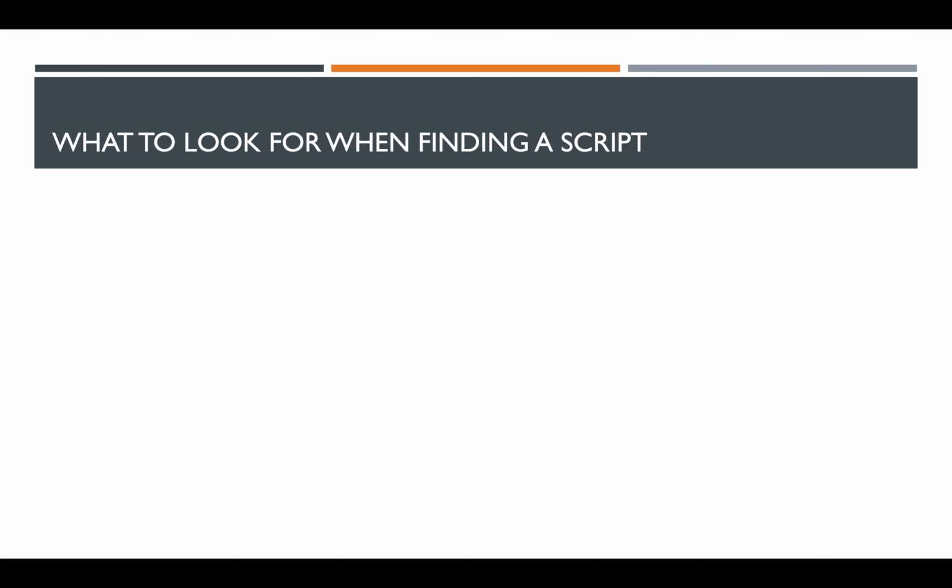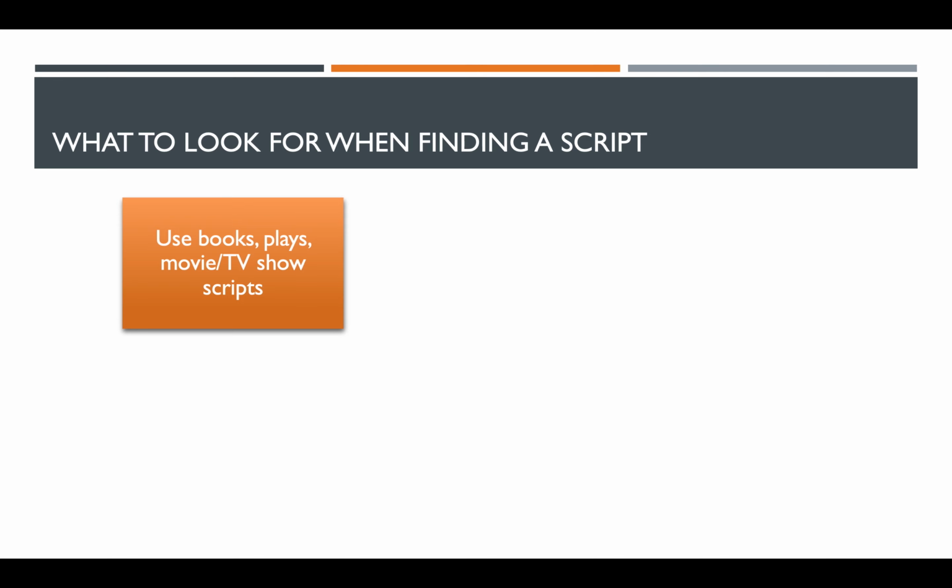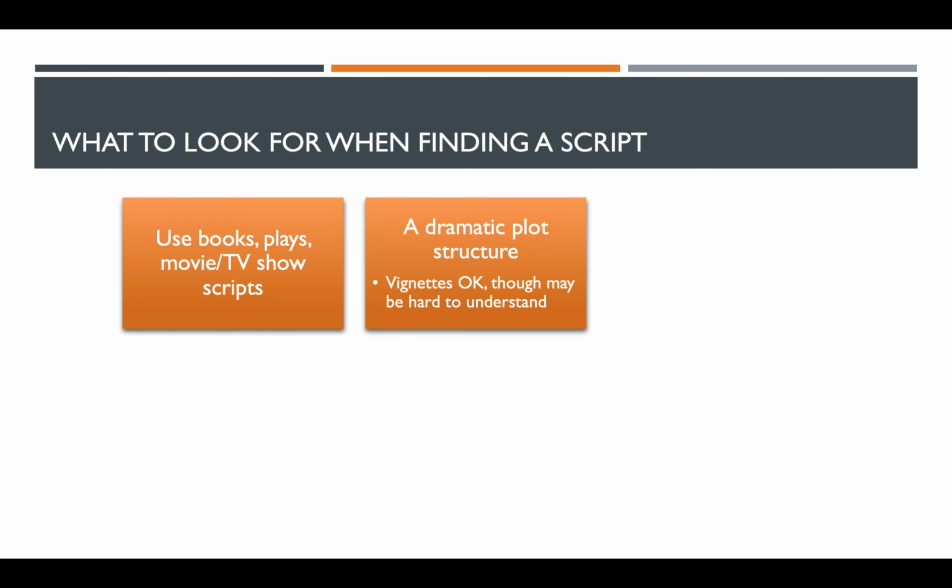So what do we look for when finding a script for duo? First, you're allowed to use any published material, so books, plays, movies, TV show scripts. You also want to be looking for a dramatic plot structure. Like you learned in your English class, that's something along the lines of some sort of introduction or teaser, some sort of exposition where you describe the main characters in your speech, then some sort of rising action, or some sort of inciting incident that leads to a rising action.